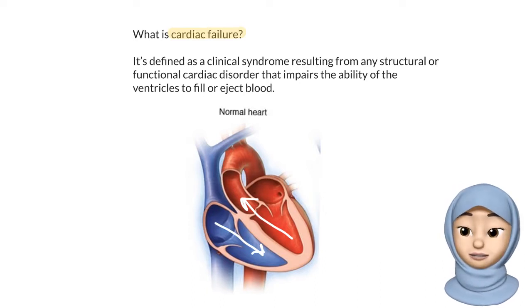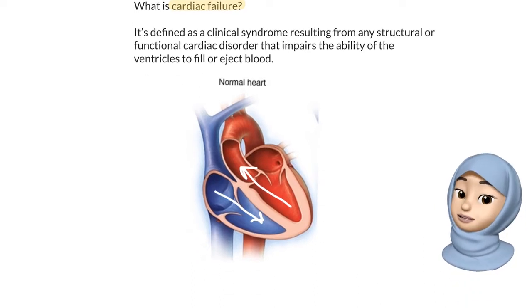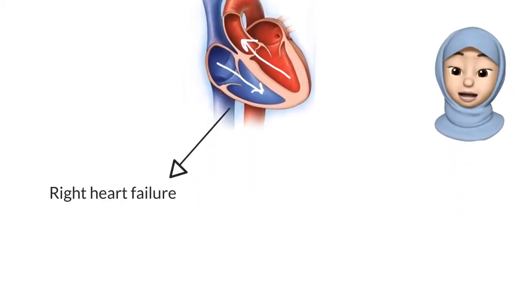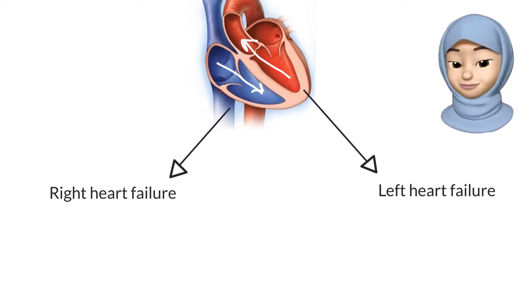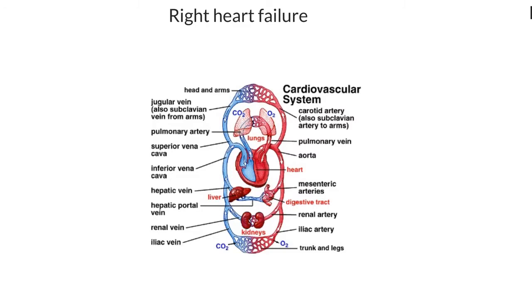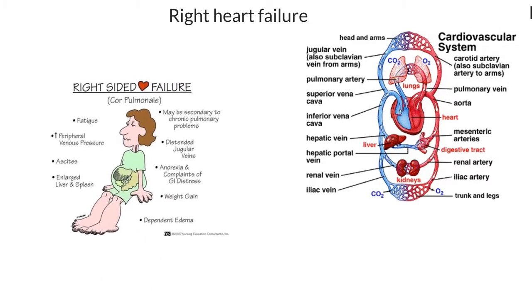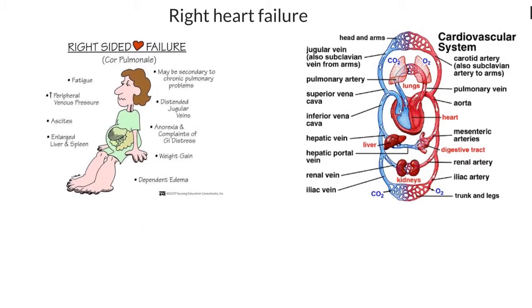Cardiac failure is usually the final pathway of many heart diseases, and it can also be divided into right heart failure and left heart failure. First, let's look at right heart failure. So in right heart failure, there's usually a problem with the right ventricle. And as a result of this, there's a backlog of blood in all the organs and tissues that drain into the right heart. Because of this, the clinical presentation and symptoms often reflect the congestion of these organs and tissues.